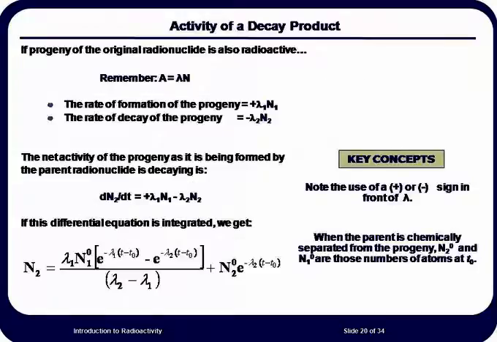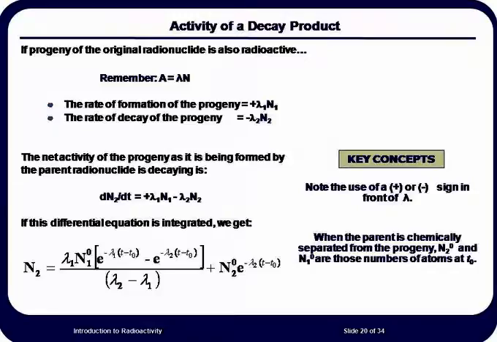When the progeny of a radionuclide is also radioactive, the progeny is decaying and being formed by the decay of the parent at the same time. Therefore, we have a different rate of change of atoms equation for the progeny. dN2/dt equals lambda 1 N1 minus lambda 2 N2. In this instance, the subscript 1 refers to the characteristics of the parent, and the subscript 2 refers to the characteristics of the progeny. When this differential equation is solved, we get the equation at the bottom of the slide.